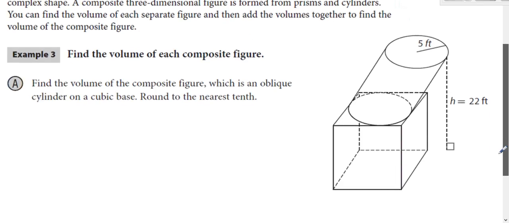So for this example here, we have what looks like a cube and an oblique cylinder on the top of it. So you can break those into two separate shapes, find the volume of the cube, find the volume of the cylinder, add, and that will be your final answer. Find the volume of the figure. Round to the nearest tenth.